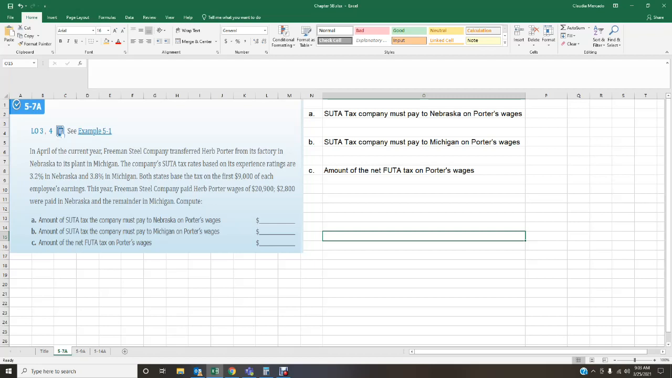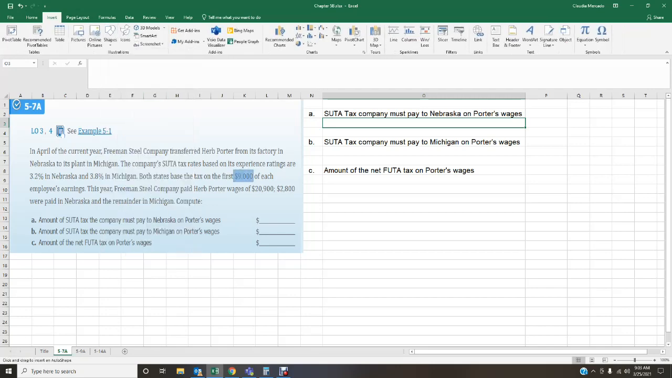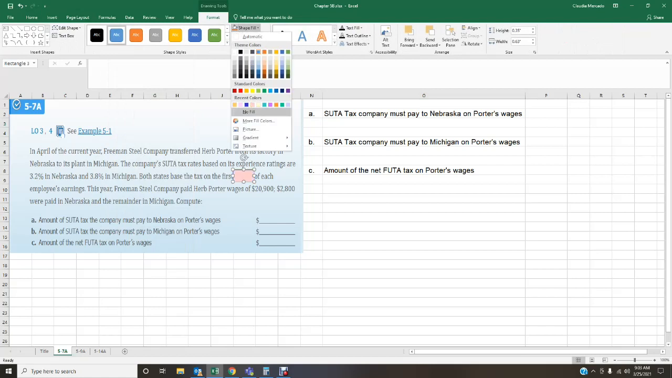The first thing we're going to do is calculate the SUTA tax that must be paid to Nebraska on Porter's wages. This is pretty straightforward because they're telling you here that $2,800 of the earnings were paid in Nebraska. The employee earned $20,900, and $2,800 of those earnings were paid in Nebraska. Now we know that SUTA is on the first $9,000 that is given to you in the problem. So we are paying SUTA taxes on the first $9,000 of wages.